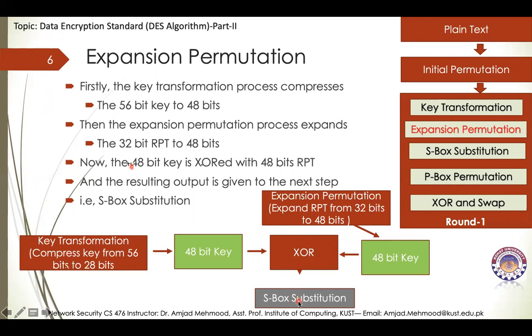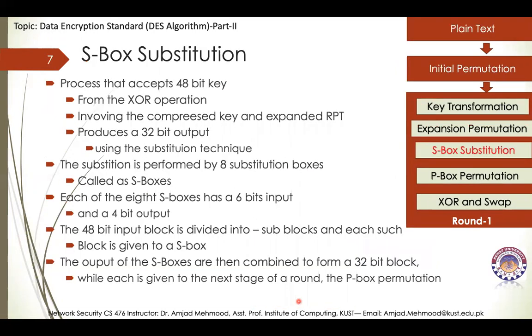S-box substitution. After receiving the output of the expansion permutation, the S-box substitution accepts the 48-bit input, as you know, from the XOR operation involving the compressed key and the expanded right plain text, and produces a 32-bit outcome using the substitution technique. The substitution is performed by eight substitution boxes called S-boxes. I'll explain that with the help of a diagram on the next slide.